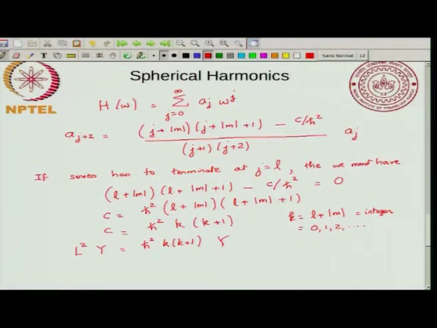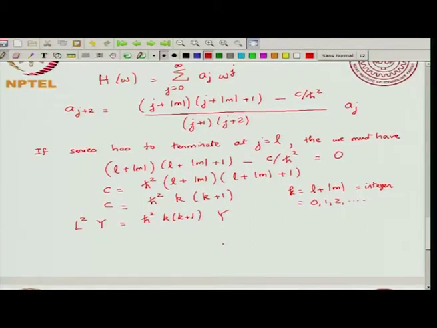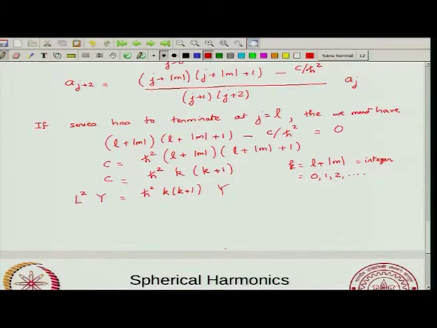This is a very well known result that we use. We use this to characterize the states of a rigid rotor in quantum mechanics. And so we saw how we can get this by using the power series method. A few more points I want to make, just to complete.